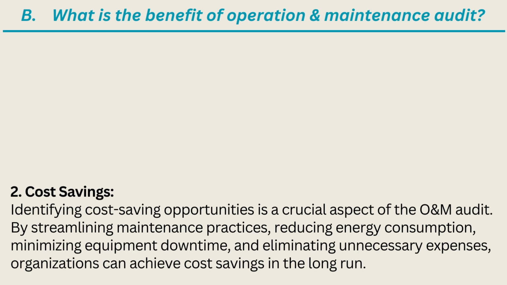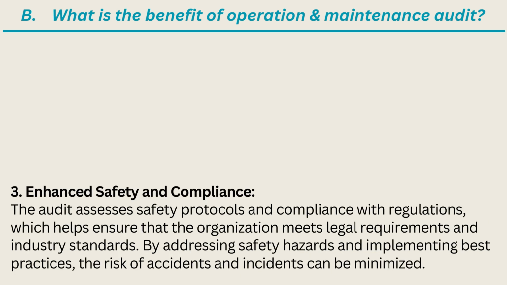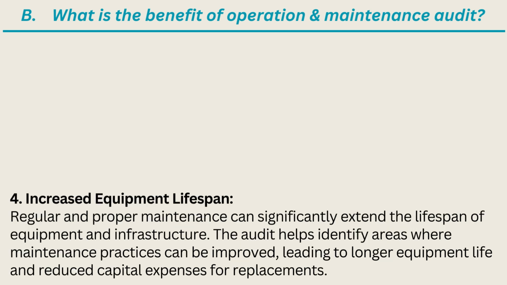2. Cost savings. Identifying cost-saving opportunities is a crucial aspect of the O&M audit. By streamlining maintenance practices, reducing energy consumption, minimizing equipment downtime, and eliminating unnecessary expenses, organizations can achieve cost savings in the long run. 3. Enhanced safety and compliance. The audit assesses safety protocols and compliance with regulations, which helps ensure that the organization meets legal requirements and industry standards. By addressing safety hazards and implementing best practices, the risk of accidents and incidents can be minimized.